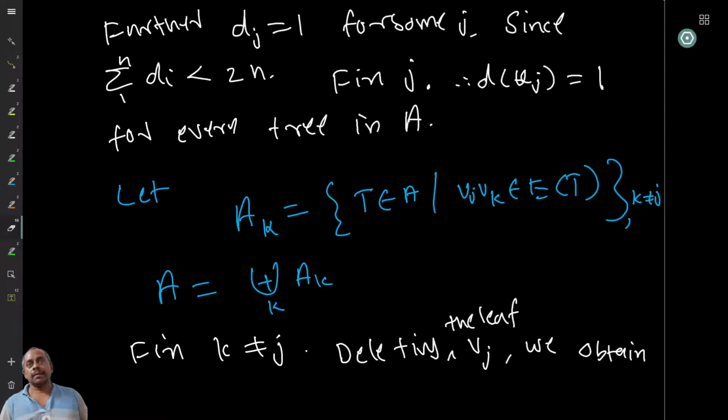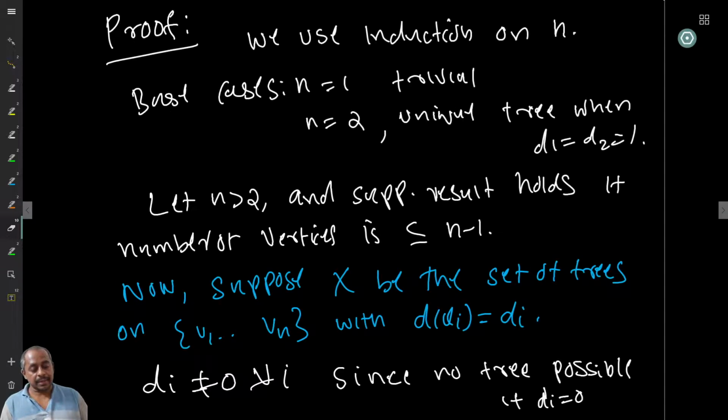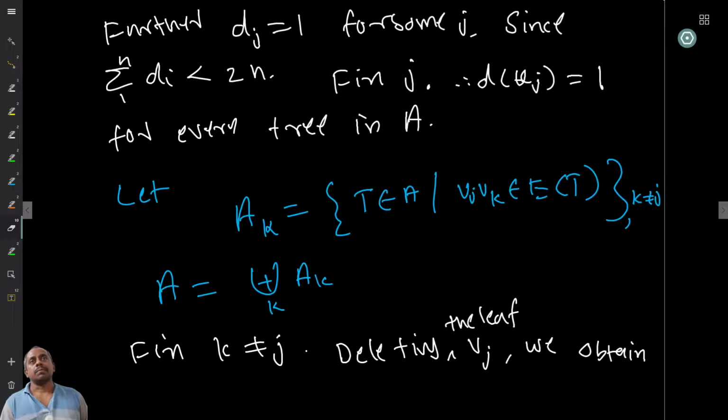So let us fix this particular vertex whose degree is going to be 1. By the definition of the way we construct this, the degree of vi is equal to di for all the graphs in X. Which means that in every graph we consider in X, the degree of Vj is always 1. So Vj is going to be a leaf in all the trees in X, which means that it has exactly one neighbor.